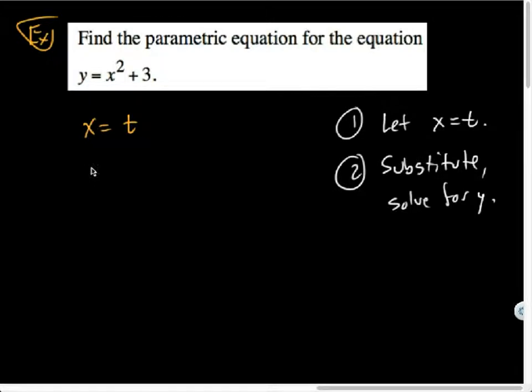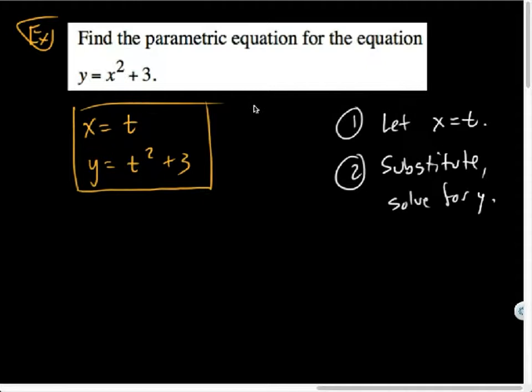And now to find the y, or vertical parametric equation, I'm just going to substitute t in for x. So I'll get y equals t squared plus 3. And actually that one's already solved for y and everything. So those would be my 2 parametric equations, nothing too crazy. And that's it. And I mean, technically, if you wanted to graph this using the parametrics, you could make a table of values for t and plug them in, etc.